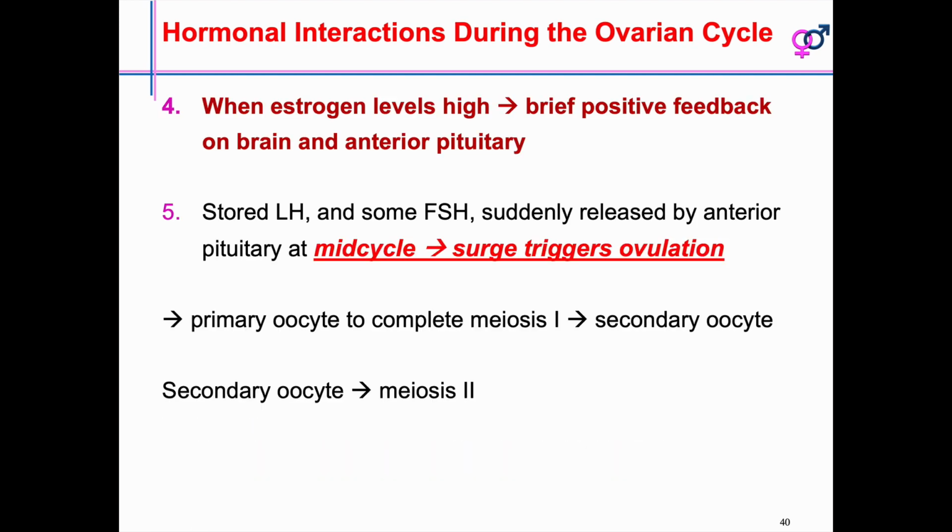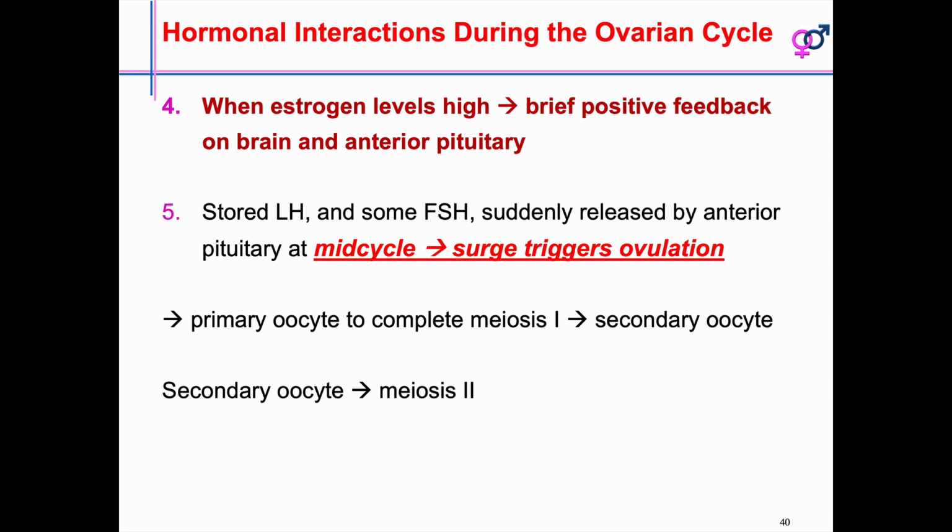Okay, so when estrogen levels are high, a brief positive feedback on the brain and anterior pituitary takes place, and stored luteinizing hormone and some follicle stimulating hormone is released by the anterior pituitary in mid cycle, which triggers ovulation. Only when the luteinizing hormone is released on the 14th day, ovulation will start. One ovum will live for 48 hours, so there are about 4 days of chances of pregnancy in the middle of the menstrual cycle for a female.